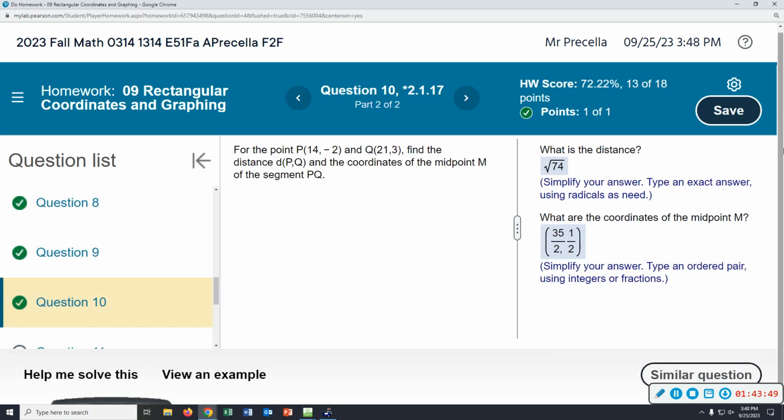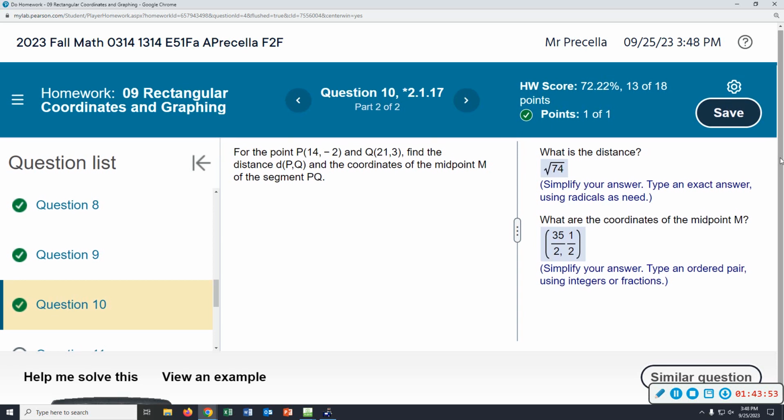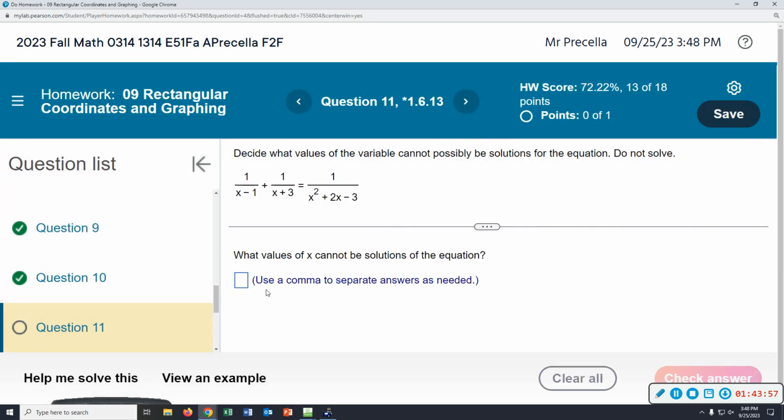Any questions there? That ends number 10, and next is number 11. Do you remember that? When is this undefined? When a fraction's undefined? What makes that first fraction undefined? If x is what? What number do we not want in the bottom of a fraction?